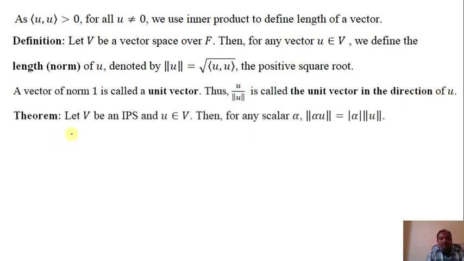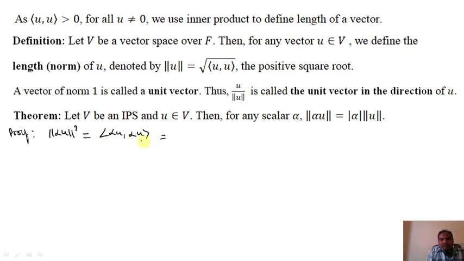Some small theorem. Let V be an inner product space and u belongs to V. Then for any scalar alpha, norm of alpha u is the same as mod alpha into norm u. The proof is simple. So norm of alpha u square, the norm is the square root, this square equal to this one, that inner product, alpha u comma alpha u.